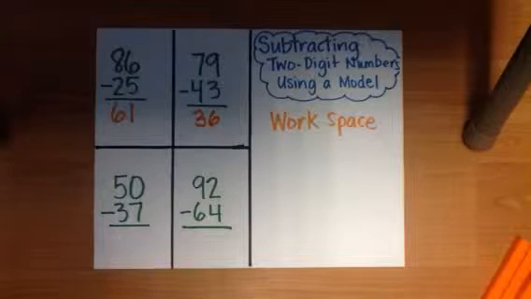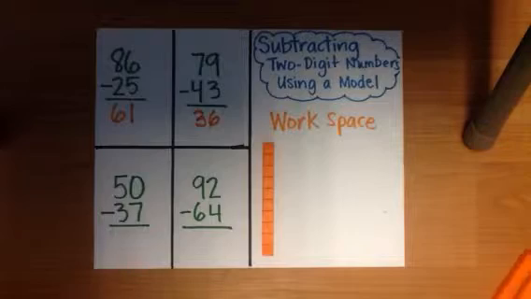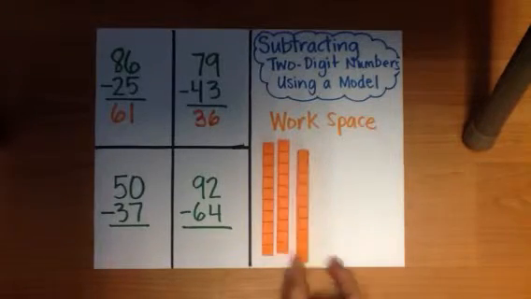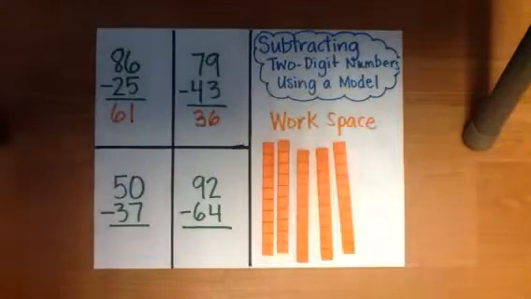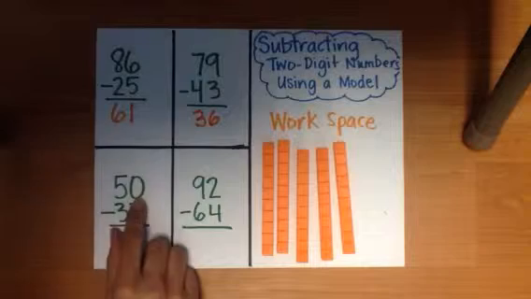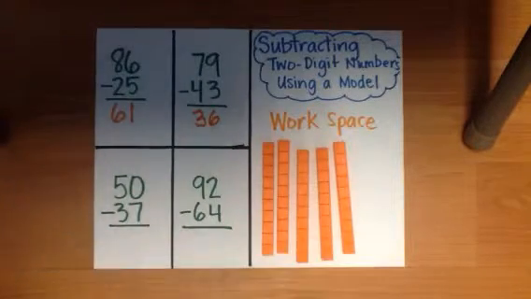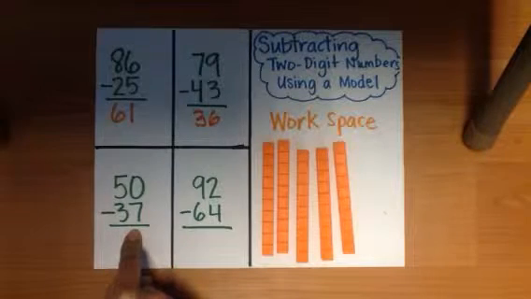We need 5 tens. Let's count that. Count it with me. 10, 20, 30, 40, and 50. And how many ones do we need? No ones, 0 ones. I have my 50 right here. So now what I need to do is do what? Take away 37. But what do you notice?